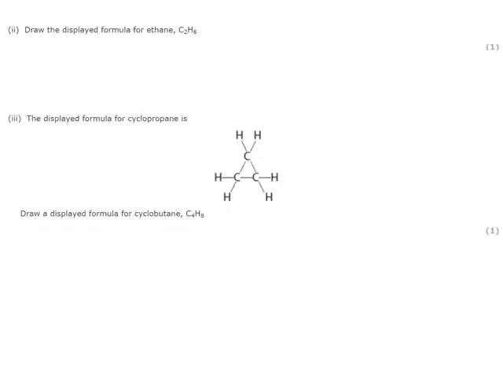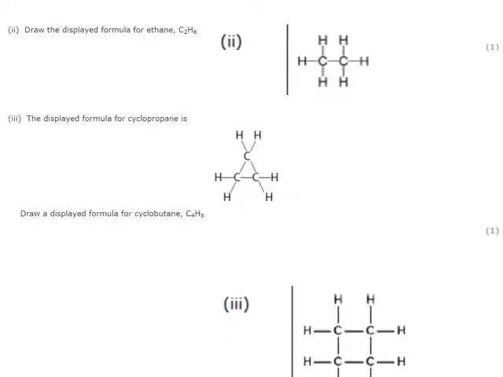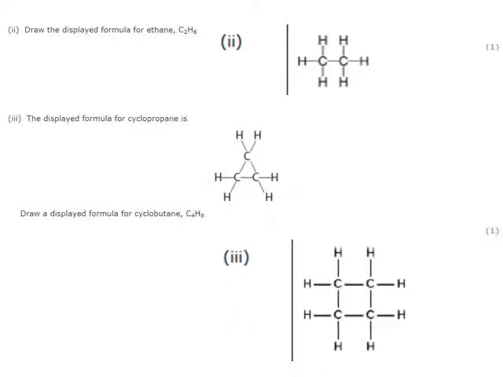Again, this is 2 minutes. You won't have learned the cycloalkanes, but you should be able to apply your knowledge to cycloalkanes here. So your answer for ethane is this, and your displayed formula for cyclobutane is this. And you can see that that should follow the general formula that you wrote earlier, which is CnH2n.